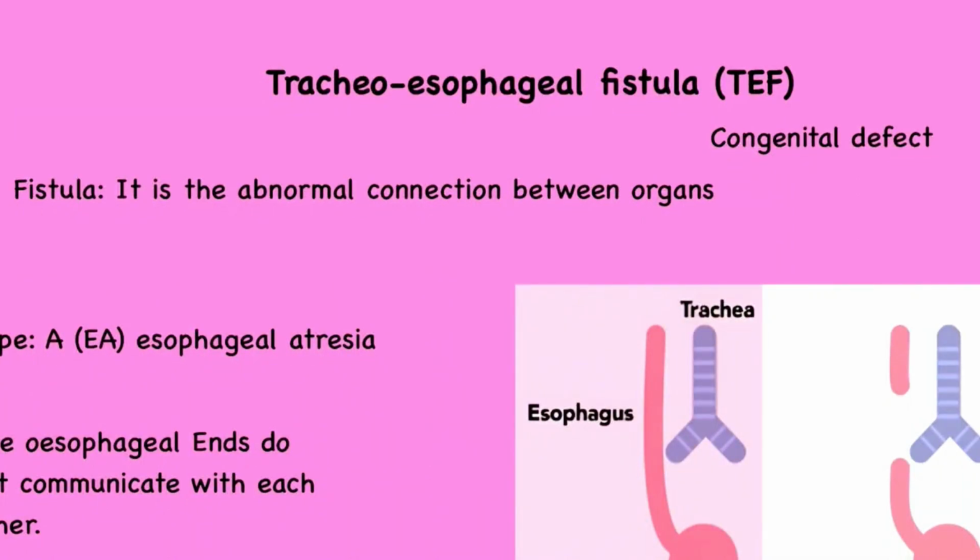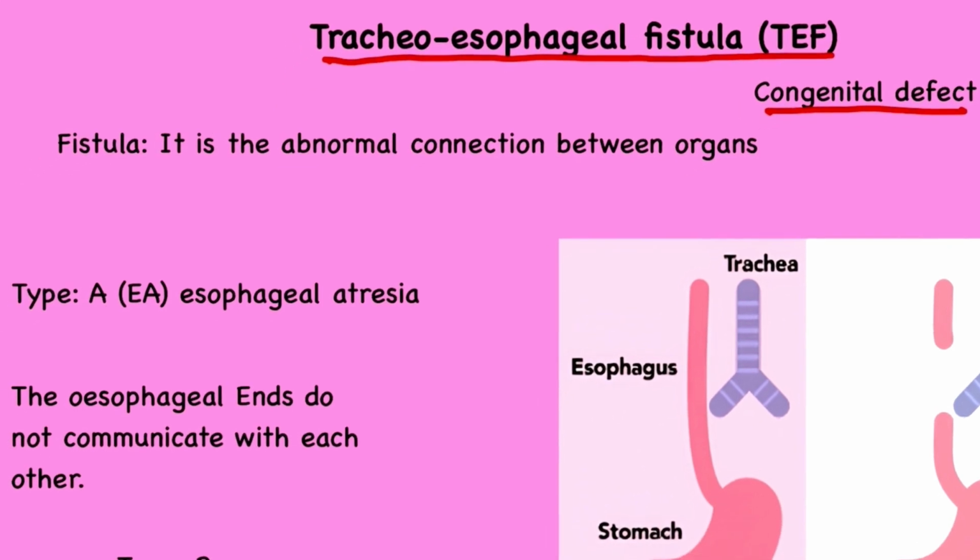This is the continuation of embryological defects. We are going to study about tracheo-esophageal fistula. It is a congenital defect. Let's learn what is meant by fistula. It is the abnormal connection between the organs.